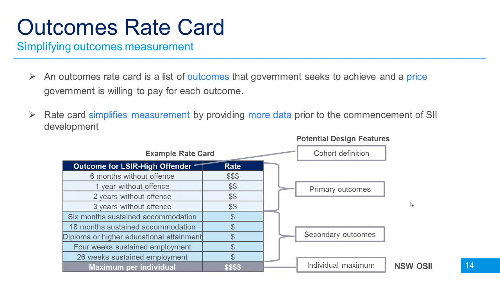The key features of this rate card include the cohort definition, who is your target population; the primary outcomes, what are the most important measures of impact from your investment; and secondary outcomes, these will be contributing outcomes that will also demonstrate the ability to sustain the primary outcomes. The final element is the maximum that a service provider can be paid for delivering a particular set of outcomes for a particular individual. This is important because it puts a cap on the maximum value that a service provider is likely to receive in the best case scenario for achieving the outcomes under the service provision.